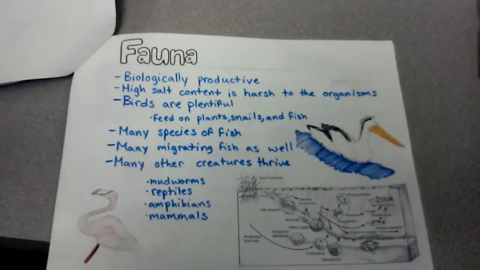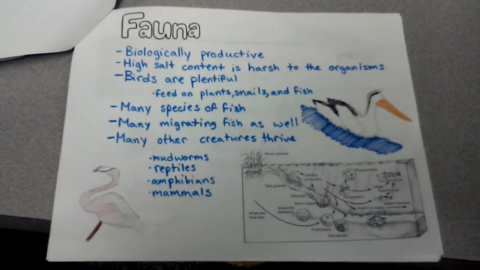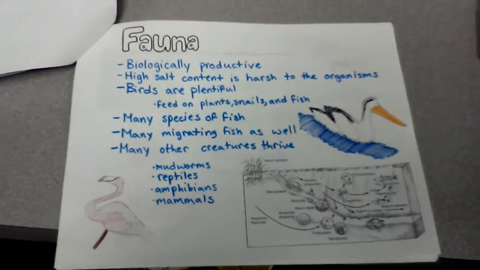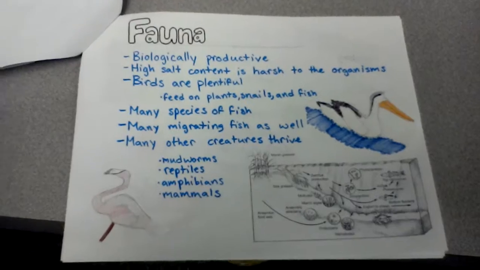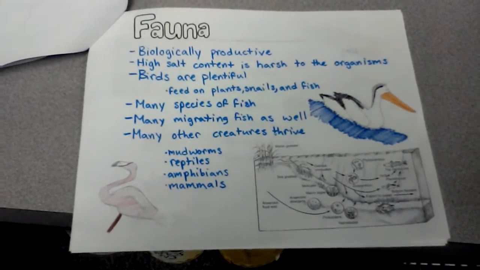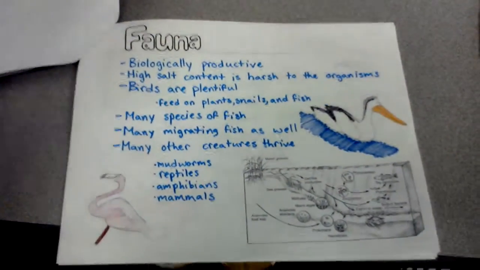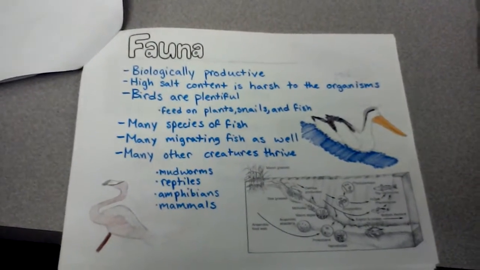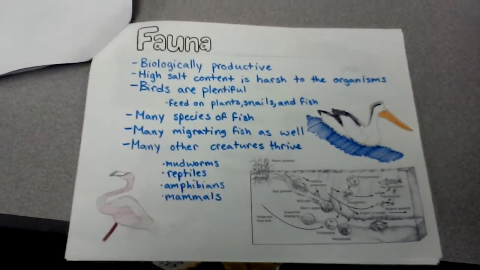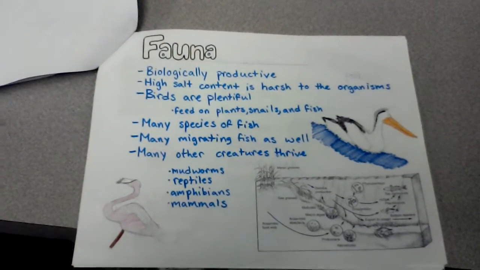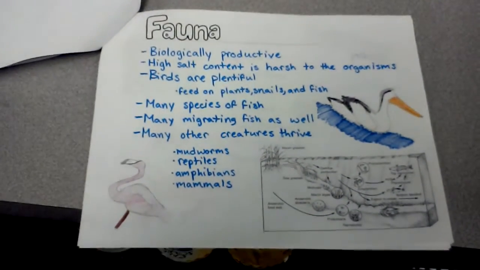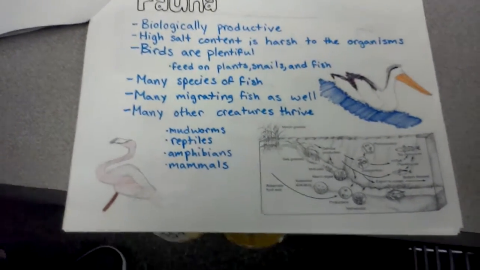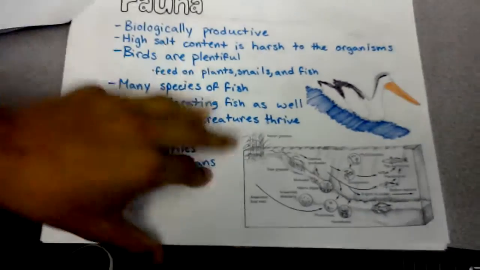Fauna. Estuaries are biologically productive, though it does have a high salt content, which is harsh to organisms. Birds are plentiful. They feed on plants, snails, and fish. Many species of fish, and many migrating fish as well, swimming up and down the estuaries from ocean to freshwater, or freshwater to ocean. And many other creatures thrive as well: mudworms, reptiles, amphibians, and mammals. And also more.